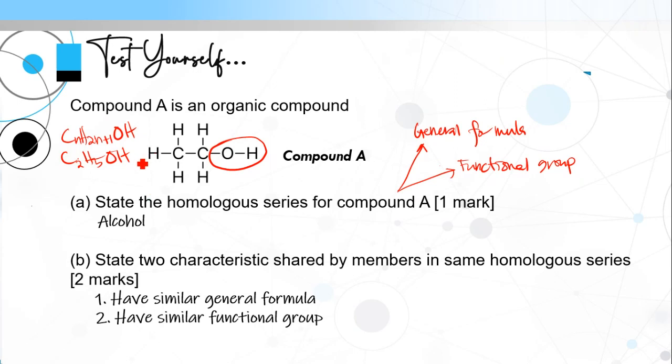Do you have the same answer as mine? If you do, that means your answer is wrong, not correct. Why is it wrong? Because we cannot use the word similar here. We must use the word same. So be careful. When you're using general formula and functional group, you must use the word same, not similar.